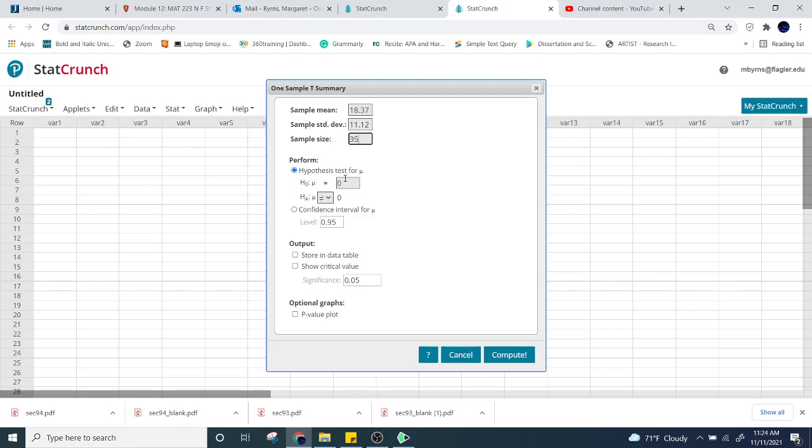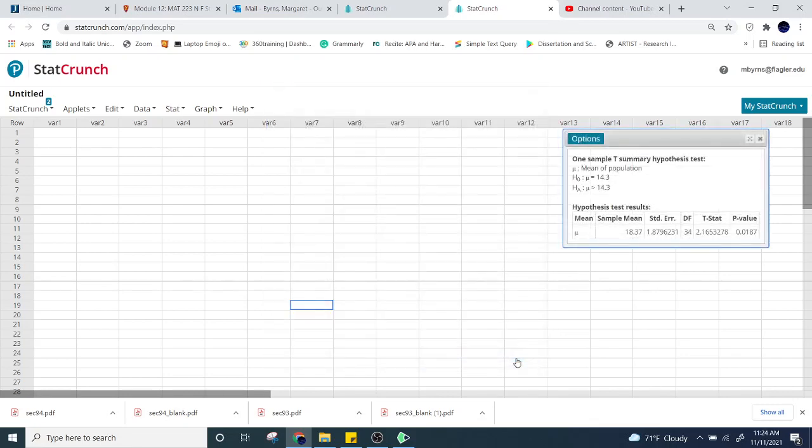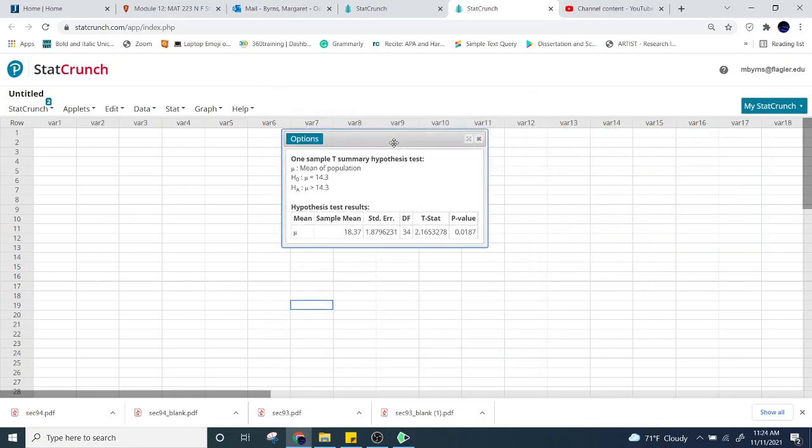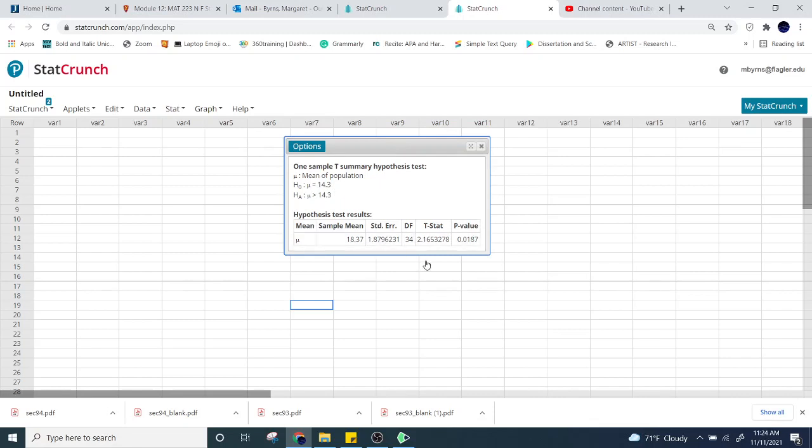Now you do have to adjust your hypotheses to what you're interested in. So my null was that mu equals 14.3. My alternative was that mu was greater than 14.3. So I'm going to click on compute, and here is my information. My test statistic is what I calculated by hand, 2.16. You're not going to have to do the test statistic by hand every time. We can use StatCrunch to figure it out most of the time, but I do want you to see that it is what we calculated. And here is the corresponding p-value.